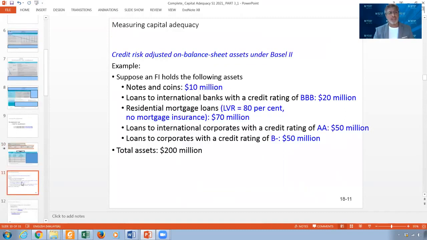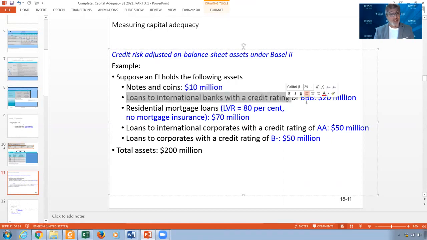So now let me take an example. This is just to give you an example for credit risk, how you calculate the risk-weighted asset for credit risk on balance sheet. If I have notes and coins, which means cash, 10 million for this bank, and we have loans, this is from the balance sheet. Loans to international with a credit rating of BBB. Now you already know BBB. It's 20 million, but you are not going to take the 20 million. You are going to take the risk-weighted asset of this 20 million. Same thing for the residential mortgage loans, LVR 80%, and no mortgage insurance, and the amount is 70 billion.